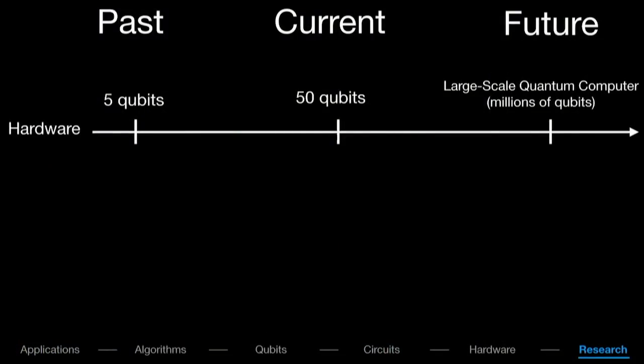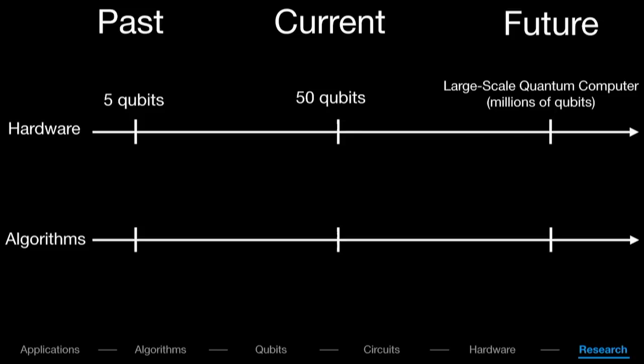In the hardware space, we've seen that in the past we had 5 quantum bits. Currently, we have around 50 quantum bits. And in the future, our goal is to get to a large-scale quantum computer. This would be a quantum computer with millions of quantum bits.